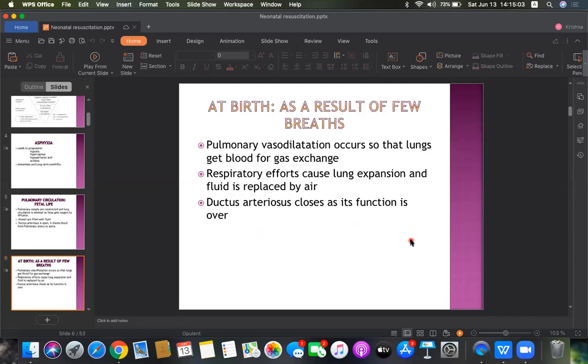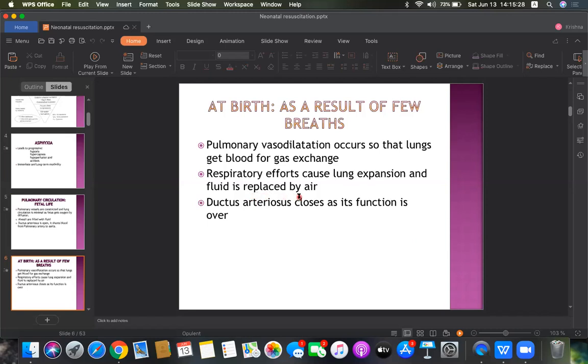Now what happens at birth? At birth the baby starts to breathe, so the lungs become functional. The pressure inside the lung during fetal life is very high because of vasoconstriction. Now suddenly the lung expands and pulmonary vasodilation occurs, so the pressure rapidly falls.